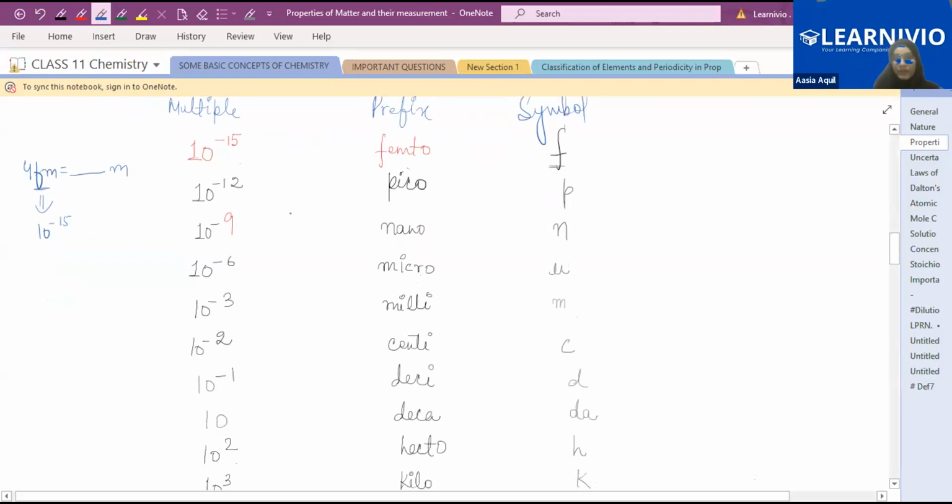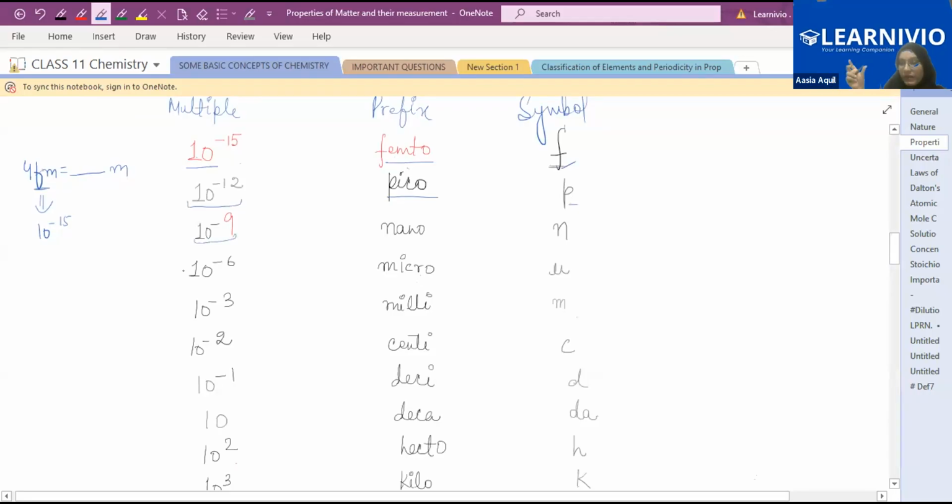So multiples: 10 raised to the power minus 15 means femto, and the symbol for femto is a small f. Similarly, pico. If a unit is given in picometer, it means 10 raised to the power minus 12. Pico means 10 raised to the power minus 12, right? And the symbol for pico is a small p. Similarly, nano, it is very important.